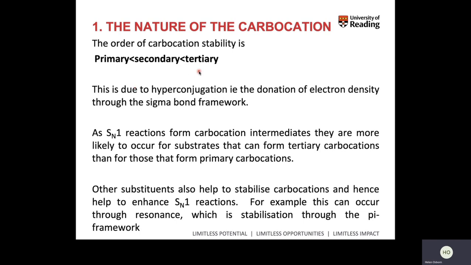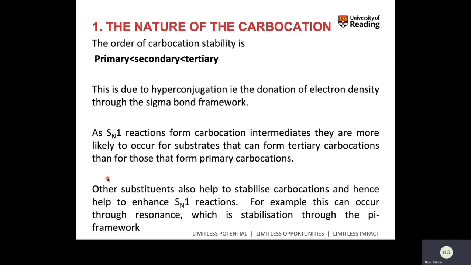probably a tertiary carbocation, then it's likely to occur by an SN1 reaction where the leaving group will depart to give that stable positively charged carbocation. So hyperconjugation is an important phenomenon which can account for the extra stability of tertiary carbocations compared to secondary, compared to primary. We can also get stabilisation though through other groups.